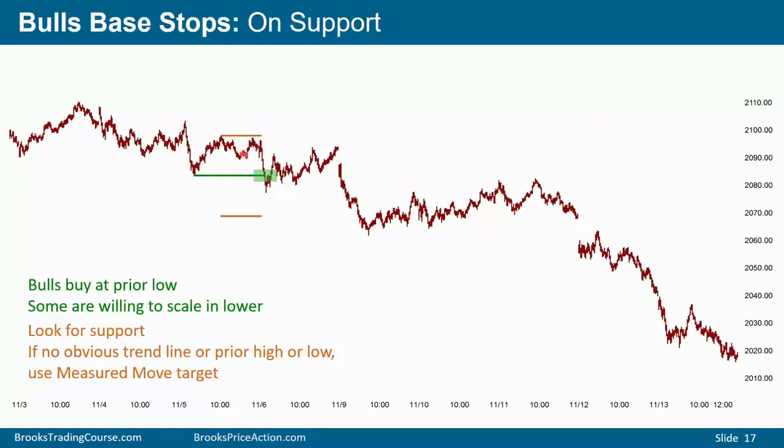Where should their stop be? Well, maybe a measured move down from the height of this leg. The bulls are thinking that we have a rally, we have a pullback, maybe we'll get a double bottom and break above the neckline for a measured move up. On the other hand, the bears will want a breakout below and a measured move down, and therefore a lot of the bulls who are going to scale in will put a stop just below a measured move down.